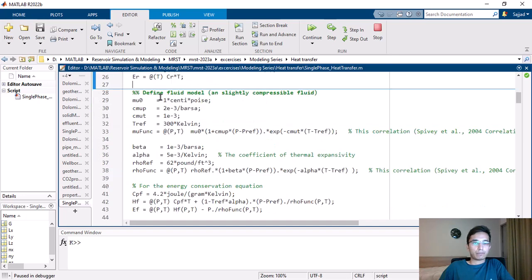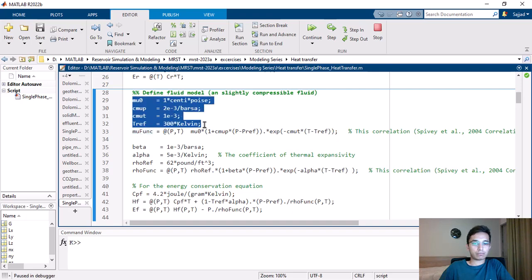So now it's time to define and specify some info about the fluid that we have, which is water: the viscosity of water at the reference temperature. What we have done here is we want to define a function for the viscosity of water. So we need to define some parameters for this function. You could use any other correlation that you want depending on the fluid that you have.